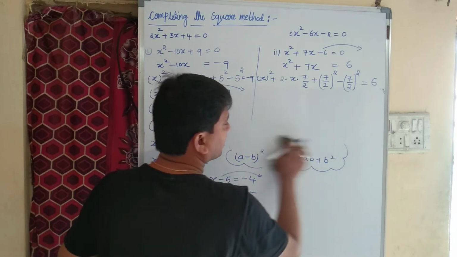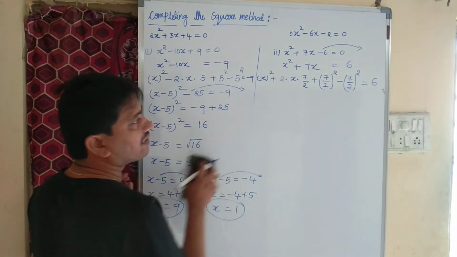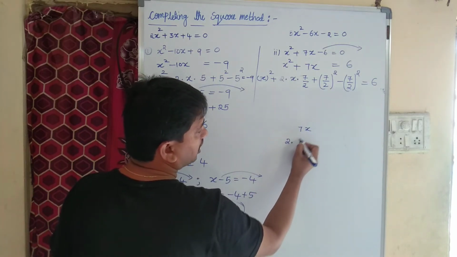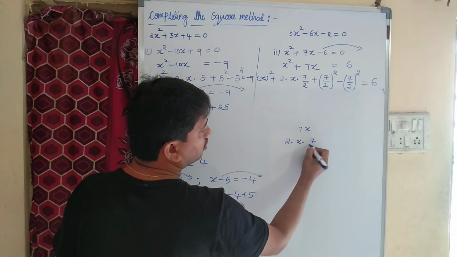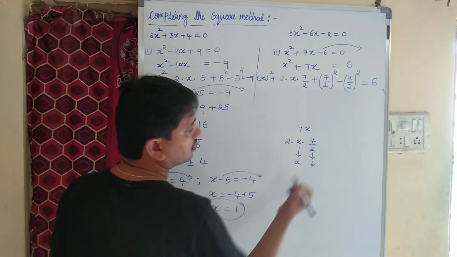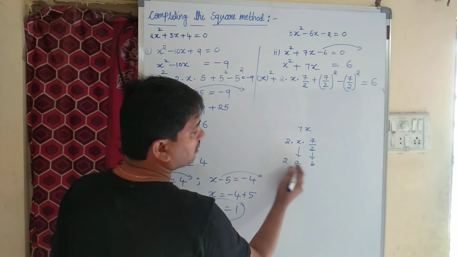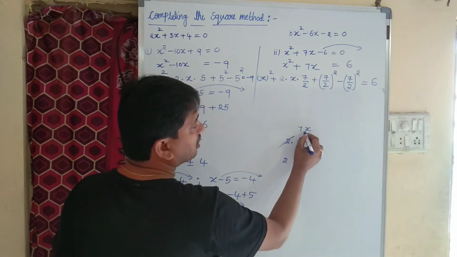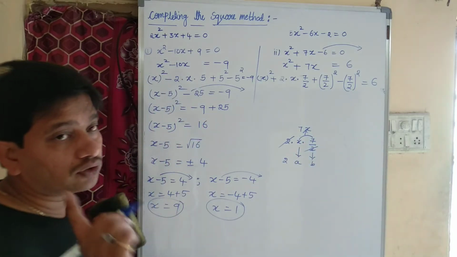How can we write 7x? We can write 7x as 2, a value x and b value 7 by 2. This is the value of a, this is the value of b. So that is the 2ab formula. So 2 gets cancelled, and again 7 into x, you will get 7x only. That you have to remember.